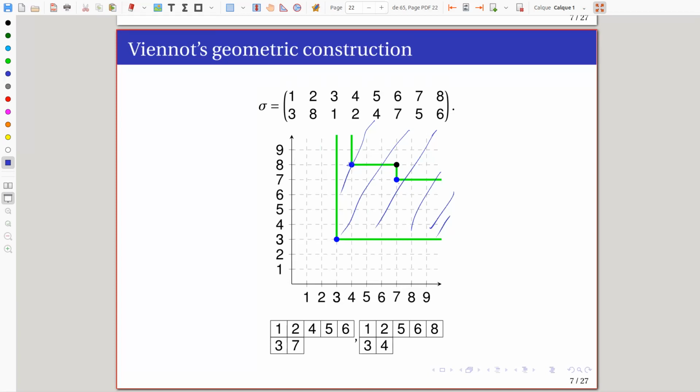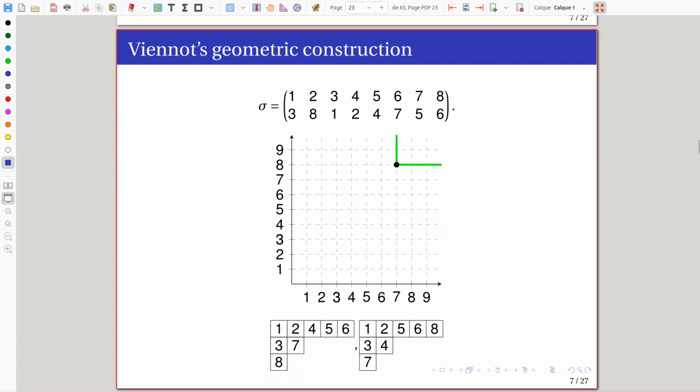So the y coordinates of horizontal lines will give me the 3, 7 that are here, and the x coordinates of vertical lines will give me the 3, 4 that are here. And I have a last point, this black point, and I continue. I will have the last entry of my Young tableau.